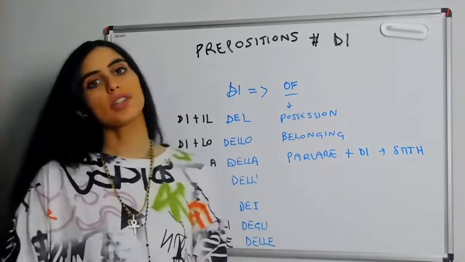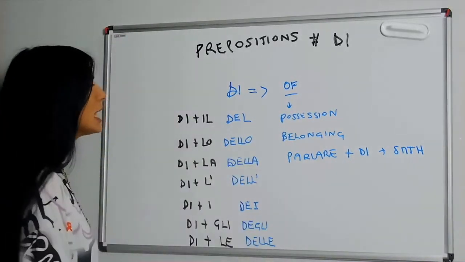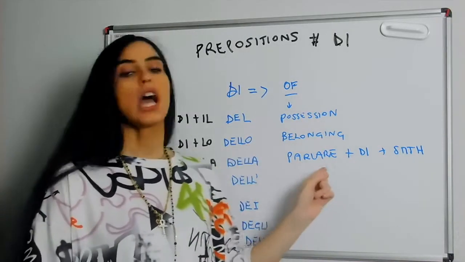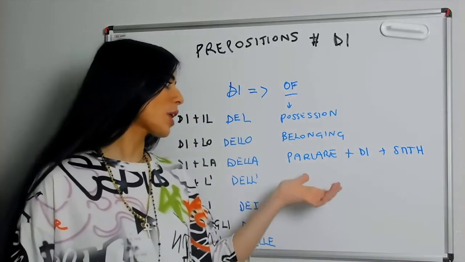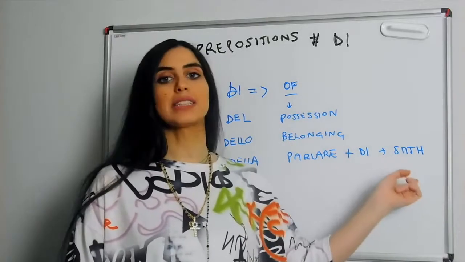So today we're going to discuss the preposition di. Now, di literally means of. It indicates possession, belonging, and we could also use it to introduce a topic. For instance, when you have the verb parlare, it's going to be parlare plus di plus something.